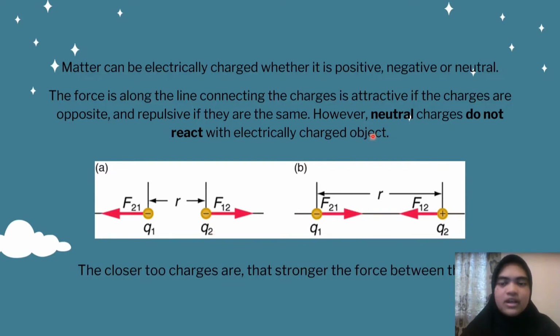However, neutral charges do not react with electrically charged objects. So, for example, if Q2 is neutral, which means equal to zero, therefore, it means there is no electrical force acting upon the two charges. And the closer the two charges are, the stronger the force between both charges is formed.